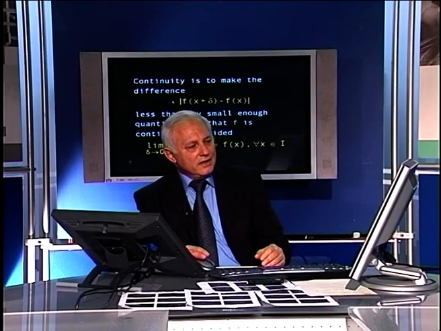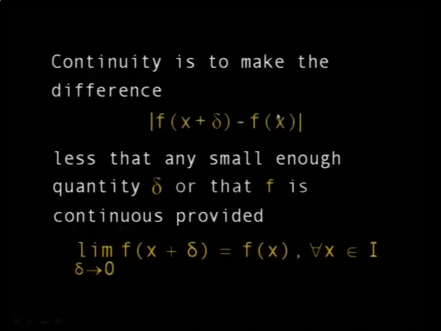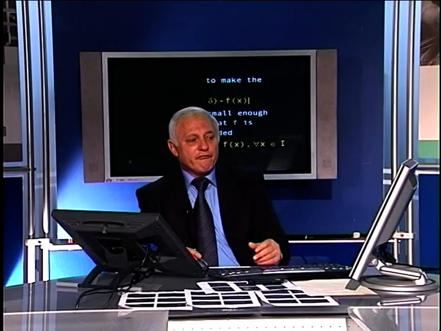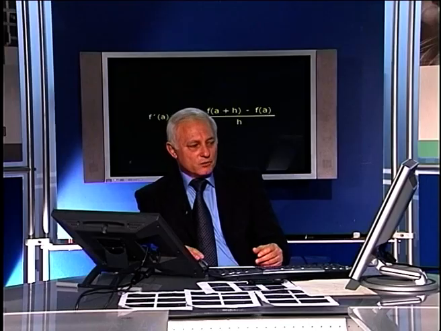So they defined continuity: there's a difference between the value of the function and the value at a nearby point x plus delta, and if you can make the difference smaller than any prescribed quantity epsilon, then you can say that the limit of f of x as delta tends to 0 is equal to f of x. That's the concept of continuity. And you need continuity if you want to differentiate a function.